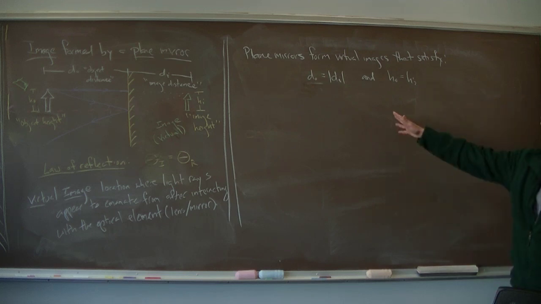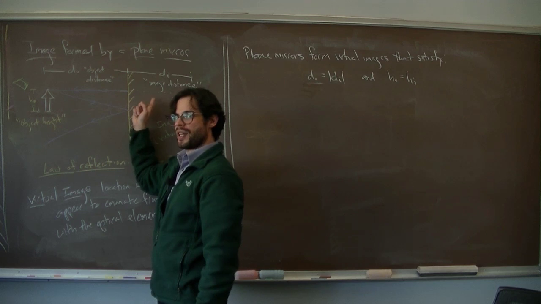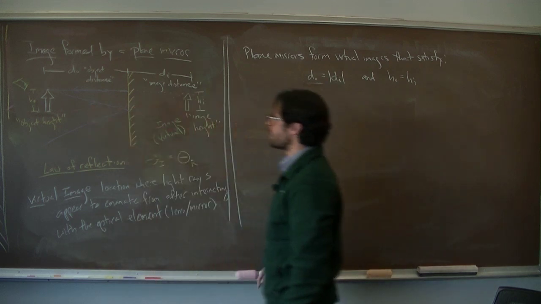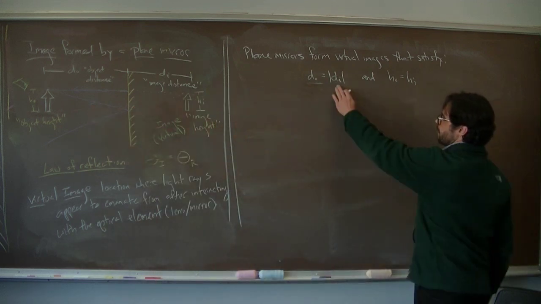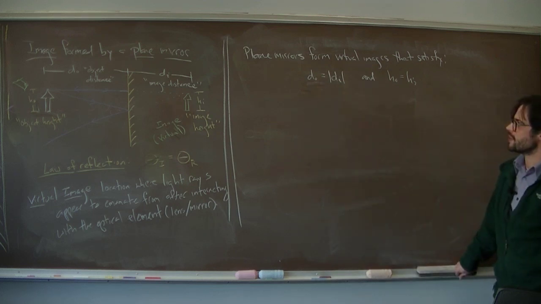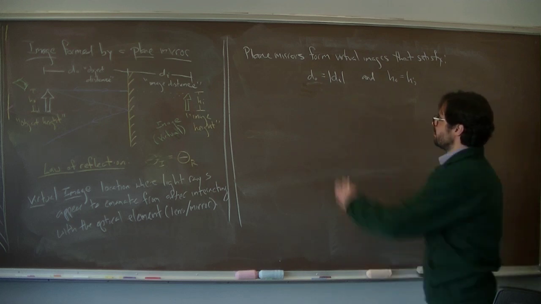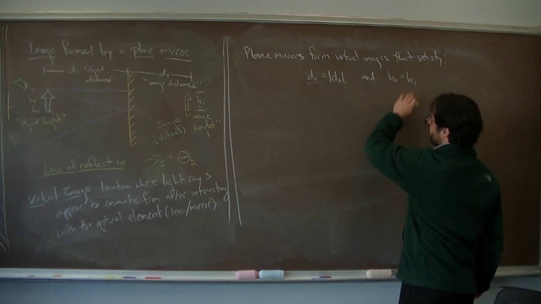So I'm putting absolute value bars on D_I because it turns out that this is going to be on the negative side. The positive side of the mirror is going to be in front. So this isn't really a distance. What it really is, is a location, which means it would carry sign information: positive if it was on the same side as D_O, and negative if it was on the opposite side. But for this, we see that D_O is |D_I| and H_O is H_I.